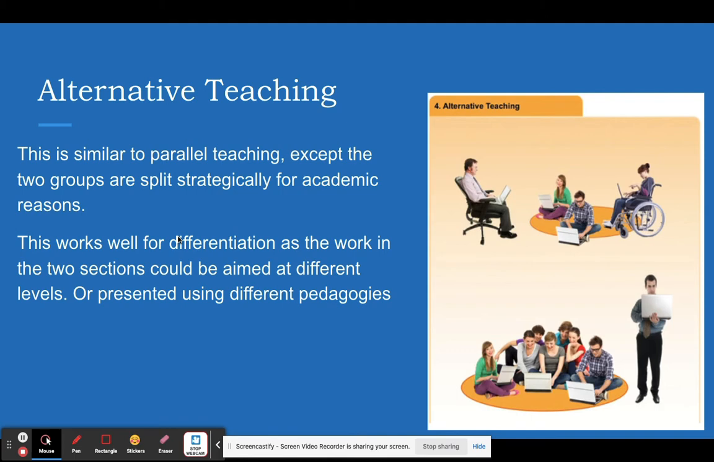Alternative teaching is similar to parallel teaching, which we'll get to next, except the two groups are split strategically for academic reasons. If you're doing adding of fractions and 80% of the class don't know what they're doing really effectively, but 20% really do, then one teacher might take that 20% and extend them. It's fantastic for differentiation, and the other teacher can work with the bulk of the class. So it might be to extend students. It might be to work with the weaker students.